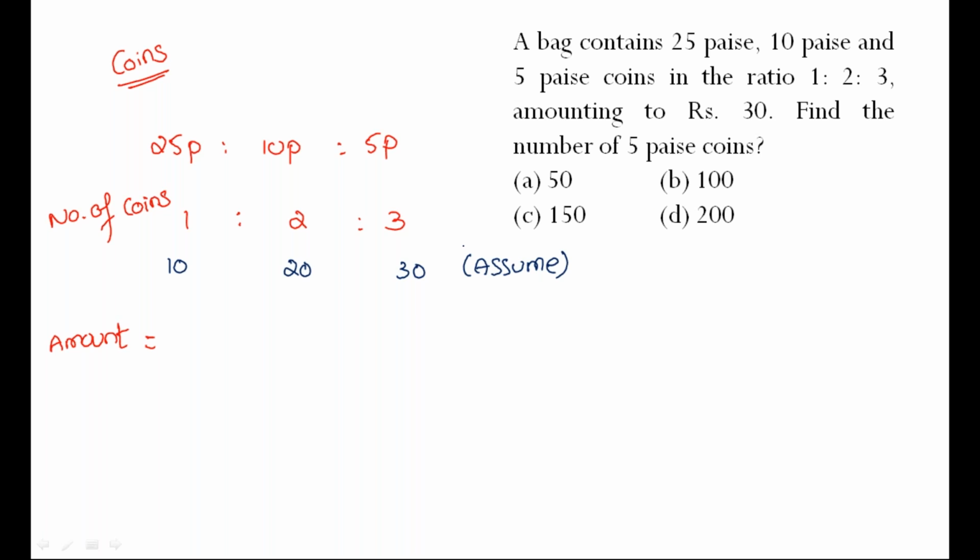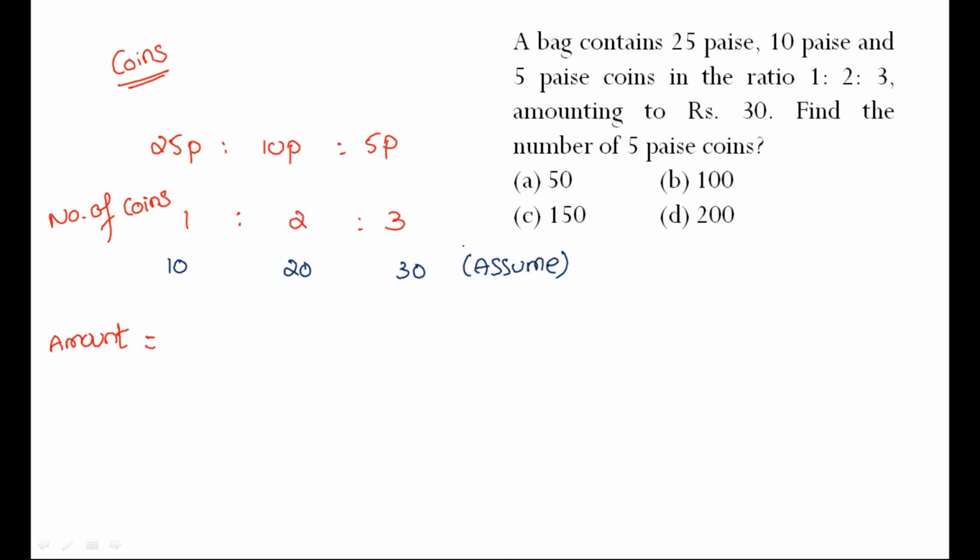My dear friends, just try to understand that. Number of coins is 1:2:3. Satisfying that ratio, I'm taking 10, 20, 30. You can take 100, 200, 300. You can take 50, 100, 150. It's your choice. Okay. Right.